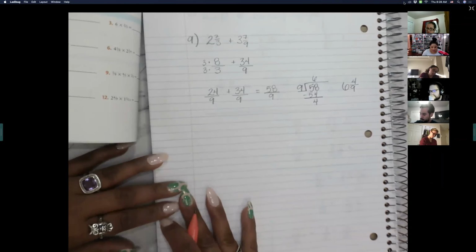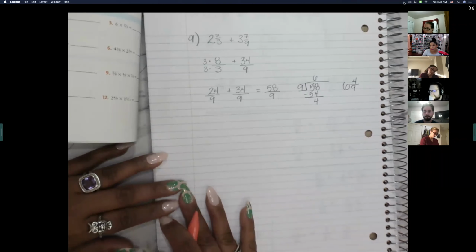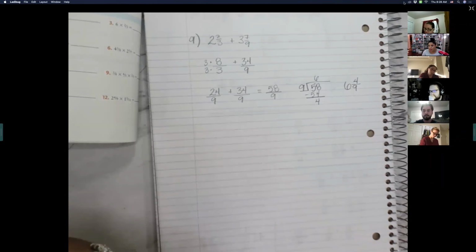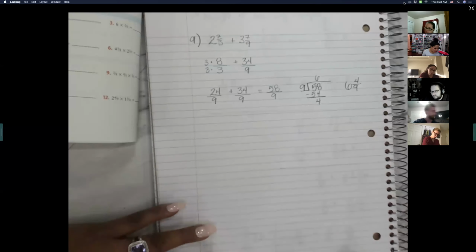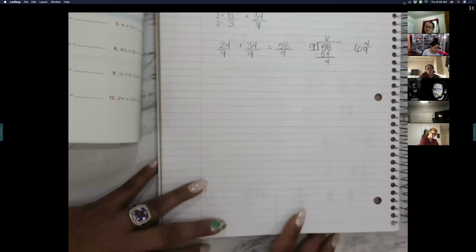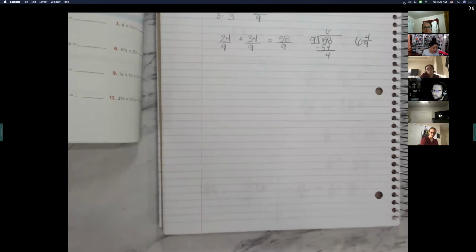Do we feel satisfied with how to go from mixed fractions to improper fractions and adding them now? Give me a thumbs up. Okay, cool. So we're going to skip on to the next section, and that's multiplying and reducing your fractions, okay?